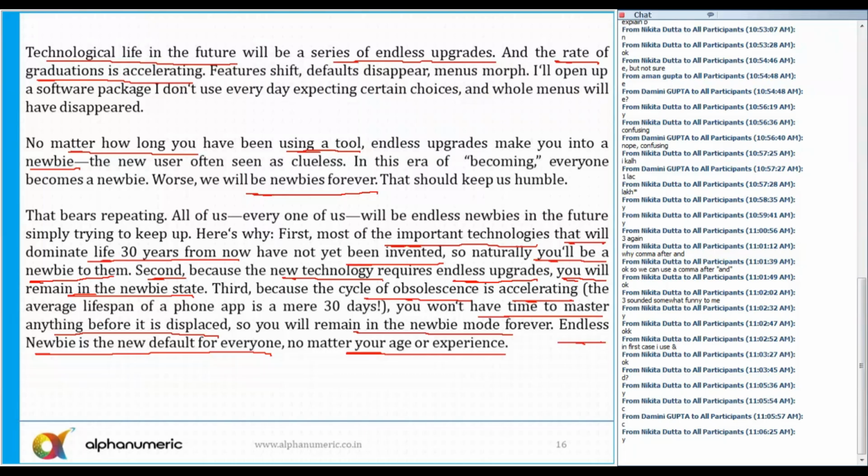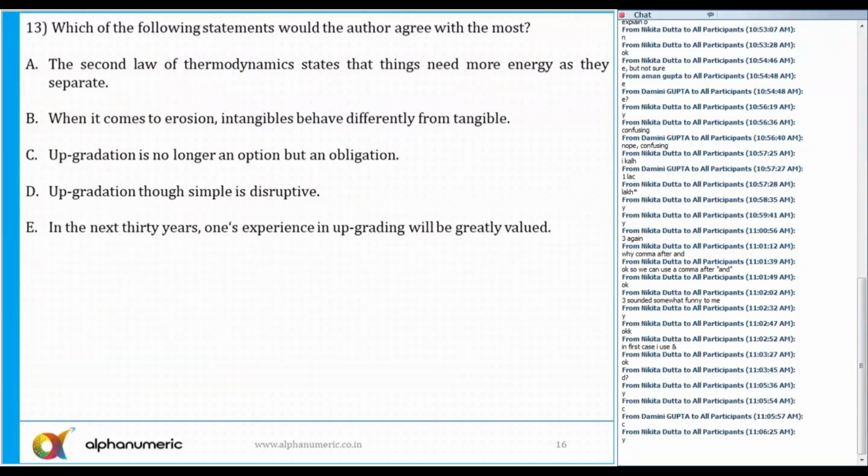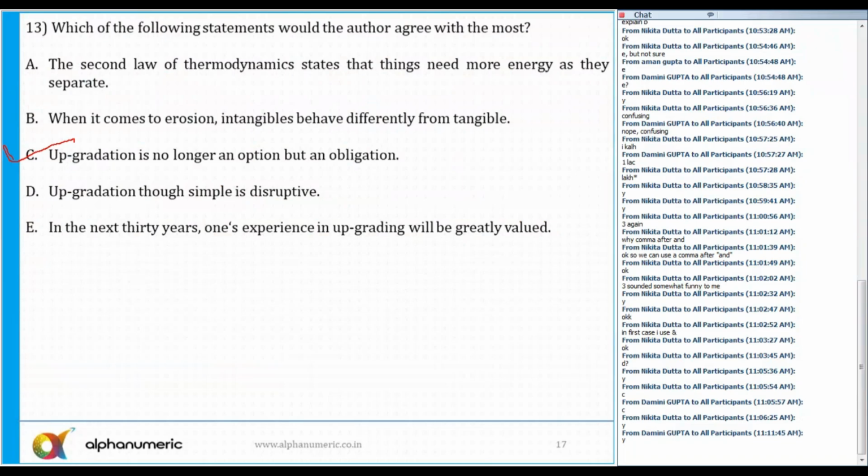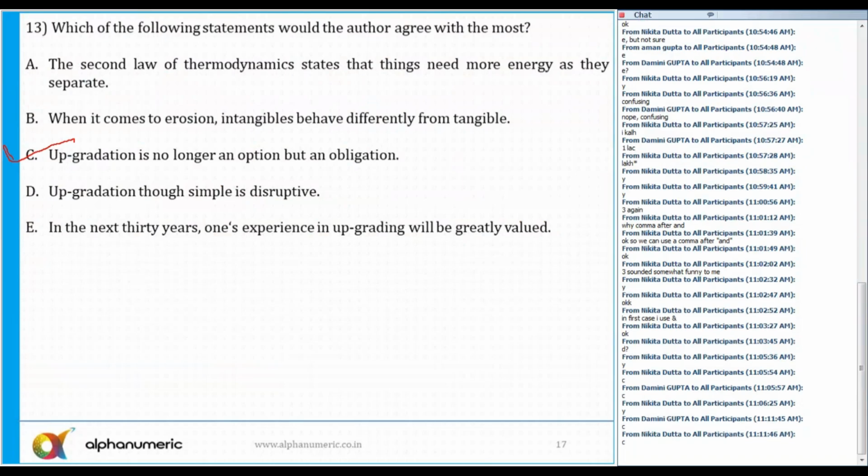Based on this passage, what do you think? Question 13: Which of the following statements will the author agree with the most? I think option C. He will agree that upgradation is no longer an option, but an obligation. You cannot put it off. Absolutely. Is this clear? This is very simple.